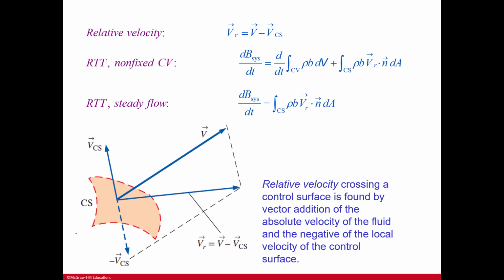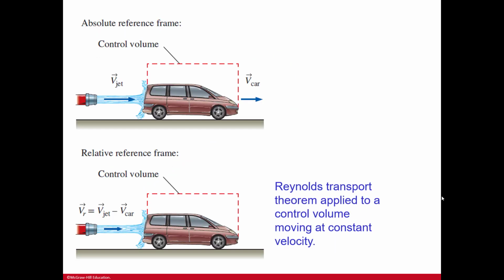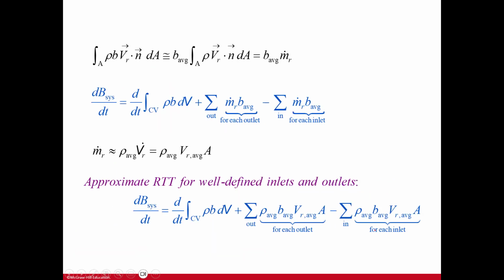Here's relative velocity, the RTT for a non-fixed CV, and then the RTT at a steady flow rate. So here we're taking the absolute reference frame. So we have the same control volume for both, but absolute versus relative takes into account the velocity of the car. So this one is including, and this one is reducing, the velocity of the car. And this is the RTT applied to a control volume moving at a constant velocity.